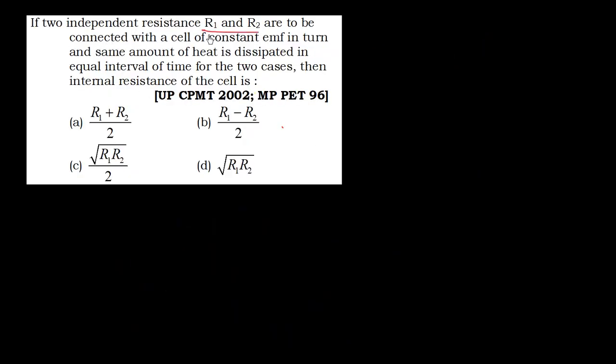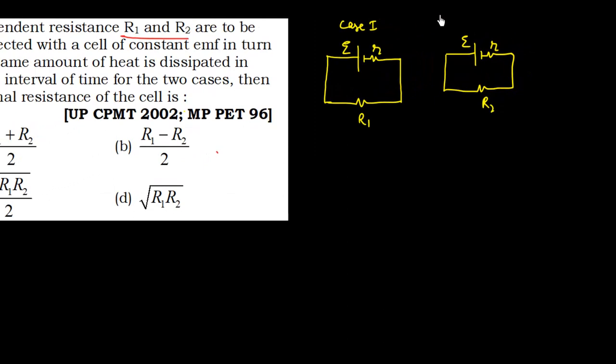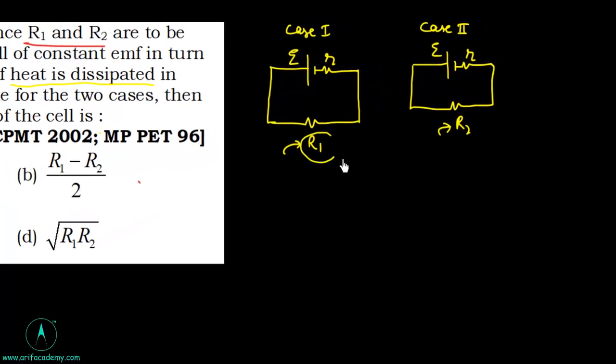We have two independent resistors R1 and R2 to be connected with a cell of constant EMF in turn, and the same amount of heat is dissipated in equal interval of time for the two cases. Then the internal resistance of the cell is? It is given that there are two cases, case 1 and case 2, and equal heat is dissipated in equal time interval. So the power is the same in these two cases in the load resistors R1 and R2.